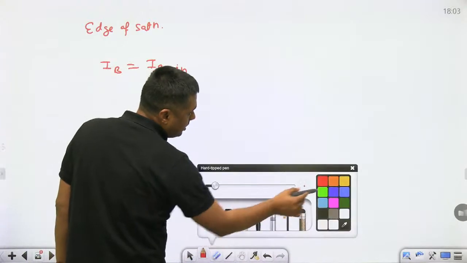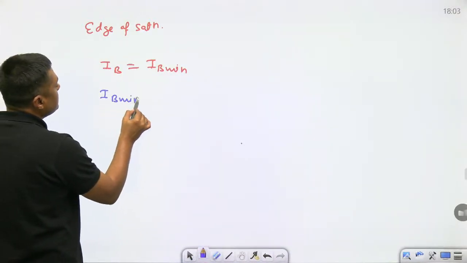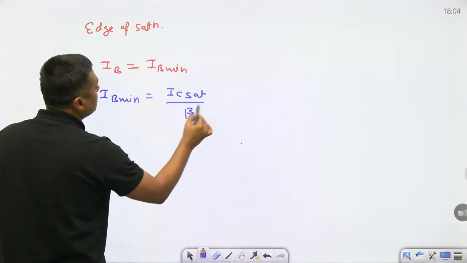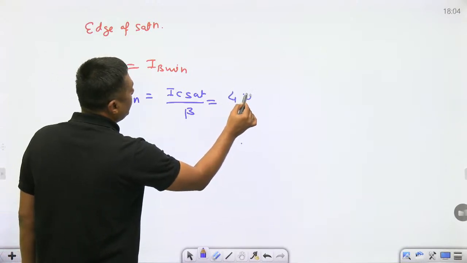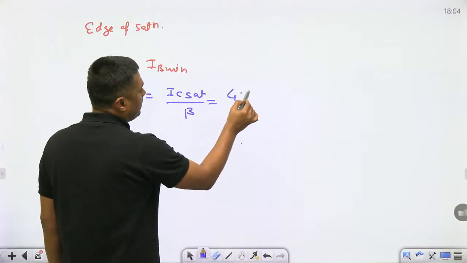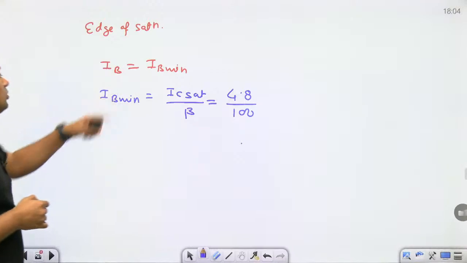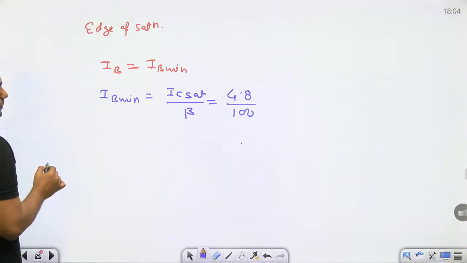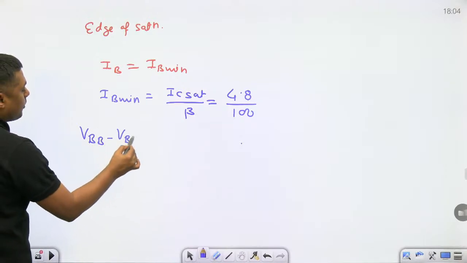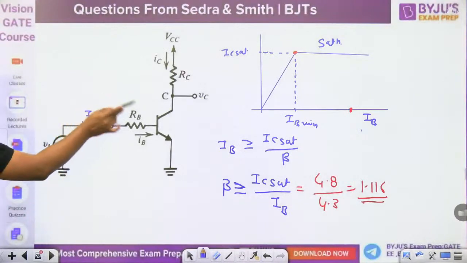IB should be equal to IB minimum. And what is the IB minimum? As you know, IB minimum is given by IC sat divided by beta. So what is the IC sat? 4.8 milliampere. We have already calculated it. And what is the beta value given? 100. This is the minimum. It should be equal to that. And what is the IB? IB is given by VBB minus VBE upon RB. This is the value of IB.